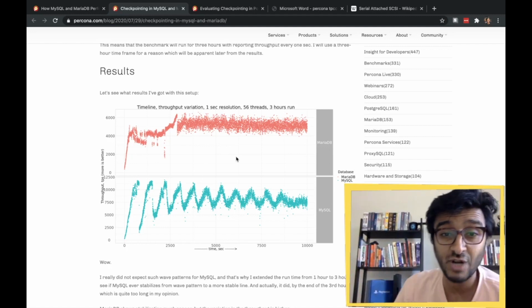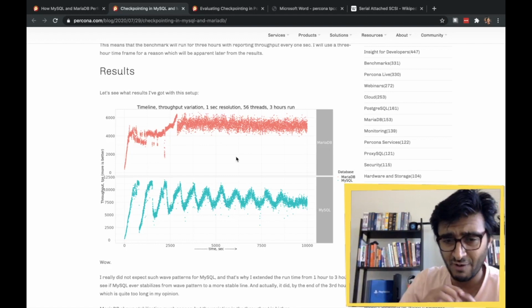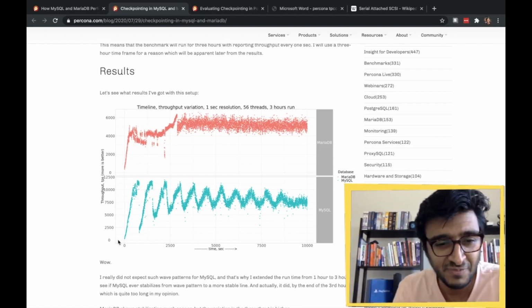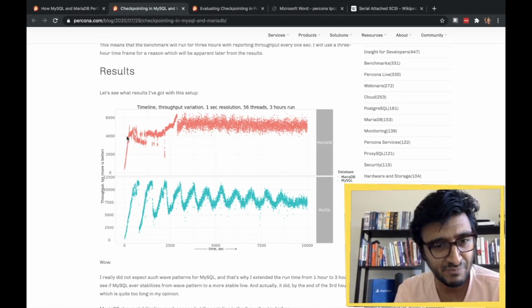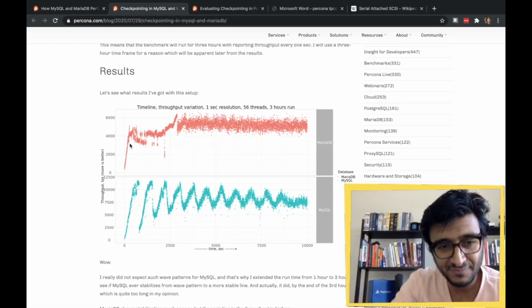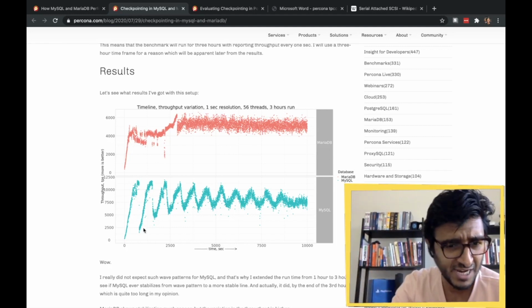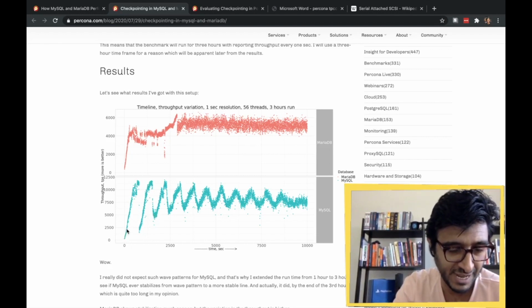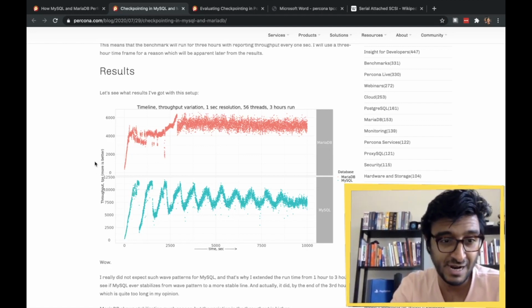He made this run for 3 hours. He made it run for 1 hour and he didn't see some result. But after 3 hours, look at this, guys. It's almost like a wave. In MariaDB, the wave was a little bit unpredictable, but here it's a clear wave for MySQL. First it starts slow in the number of transactions per second, and as time goes, it goes up and it goes up. More is better, as he says right here.